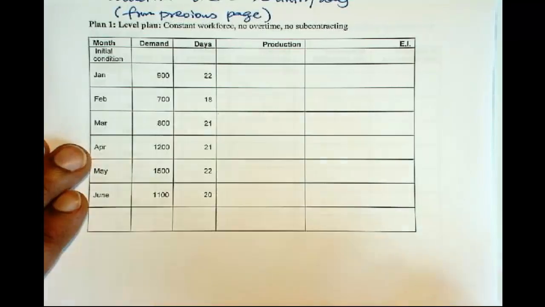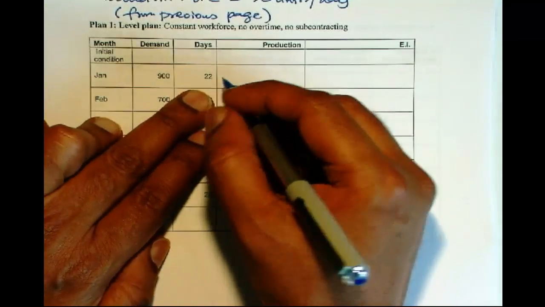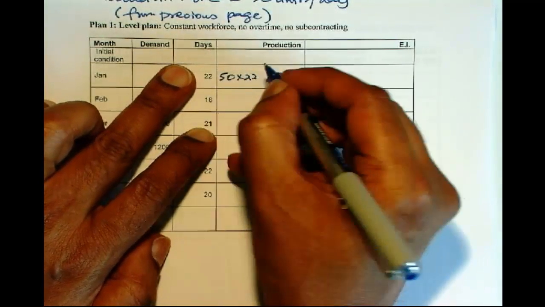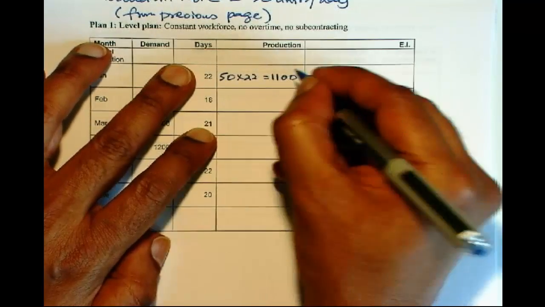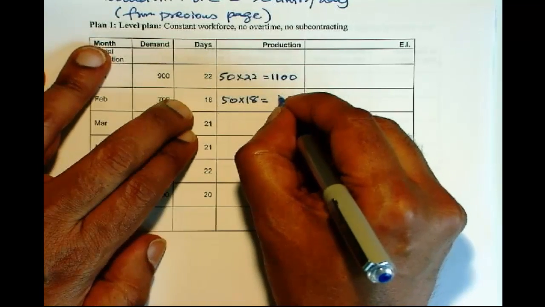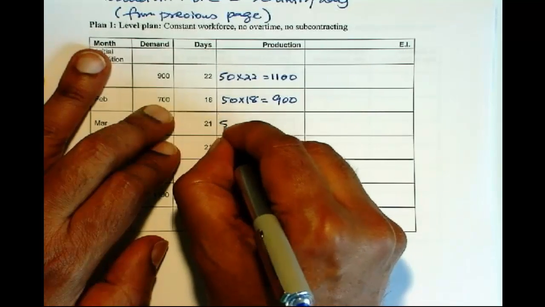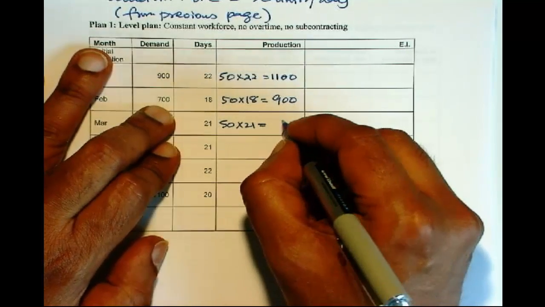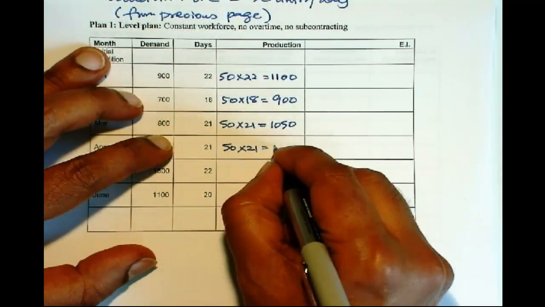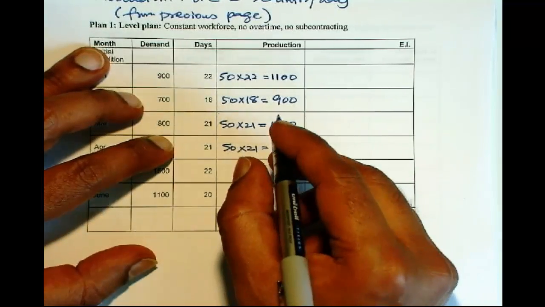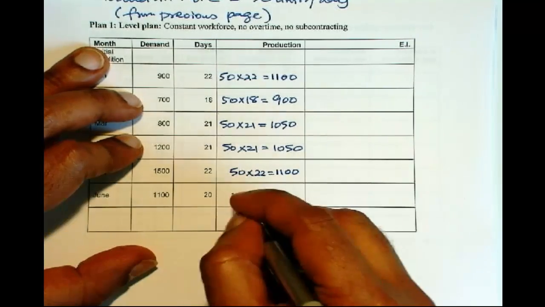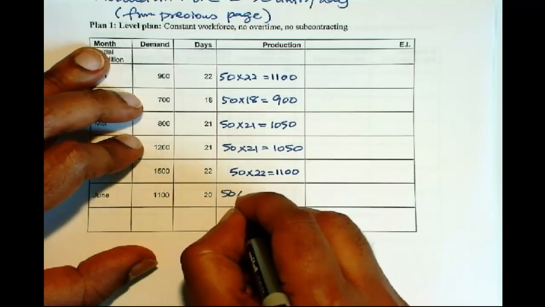Now we can compute the production by simply multiplying by the number of days. So it's 50 times 22 days, which will give you 1100. 50 times 18 will give you 900. 50 times 21 is 1050. 50 times 21 is 1050. 50 times 22 is 1100, and 50 times 20 days is 1000.